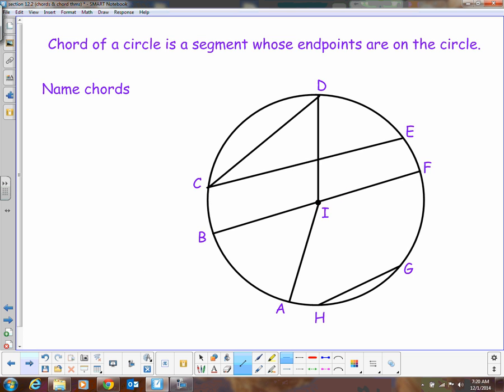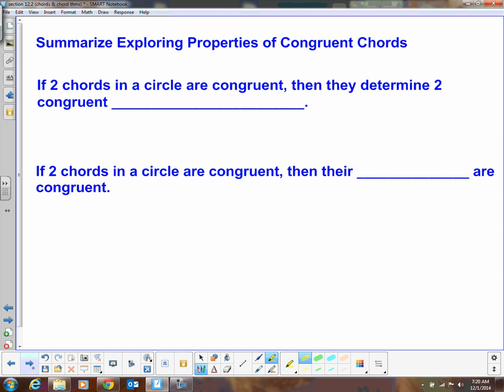All right. We talked about what a chord of a circle was. It's a segment whose endpoints are on the circle. And that's what we explored on Friday before break. We named chords, etc. All right. So if two chords in the circle are congruent, then they determine two congruent what?